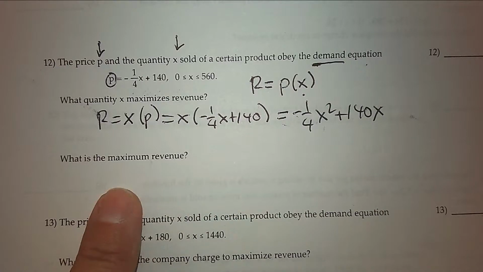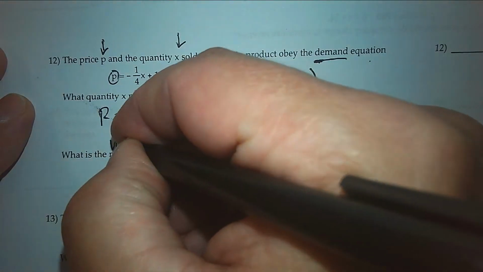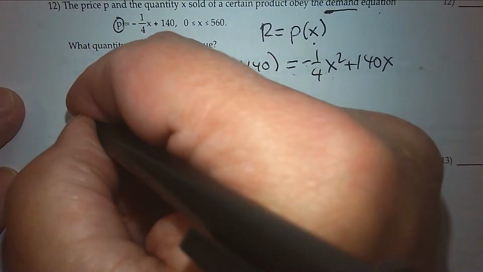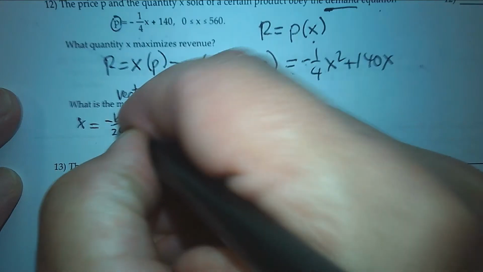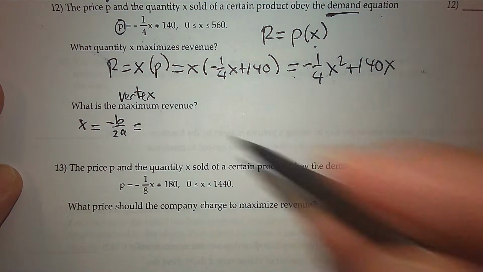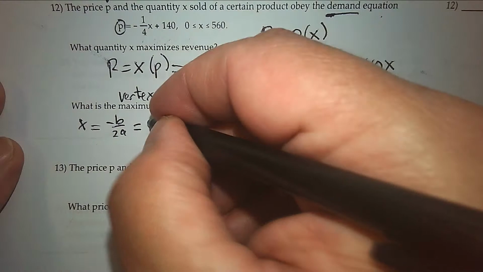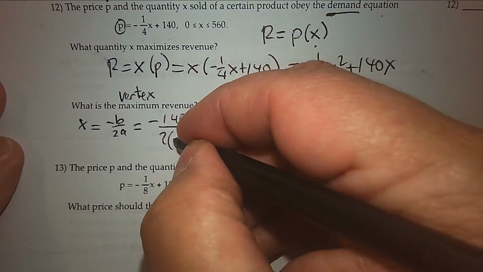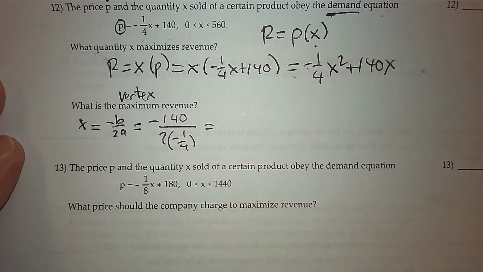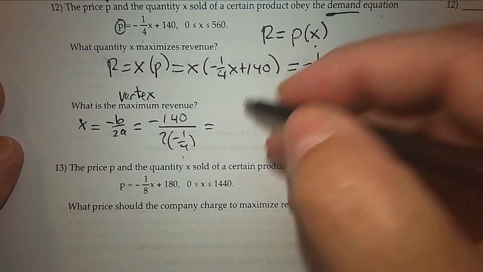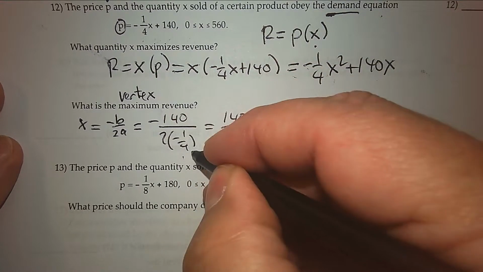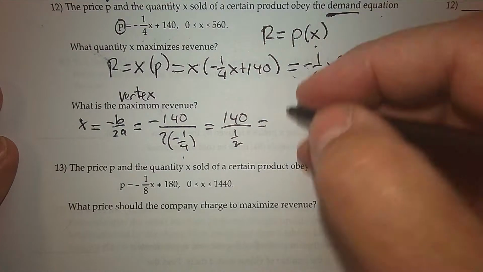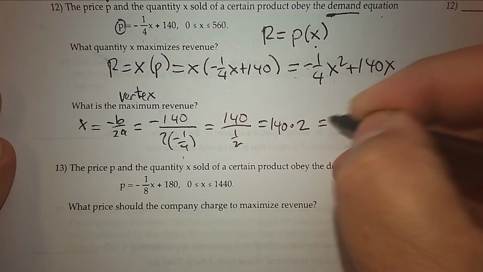I plug in, and I have my equation. What's the maximum revenue? What's another word for maximum on a quadratic? The vertex. What formula gives us the vertex? Negative b over 2a. In this situation, what is b? Negative 140. What is a? Negative 1/4. So I know a negative divided by a negative is positive. I know 2 times a quarter. If you have 2 quarters, it's now 50 cents. And when I divide by a fraction, it's really times the reciprocal.